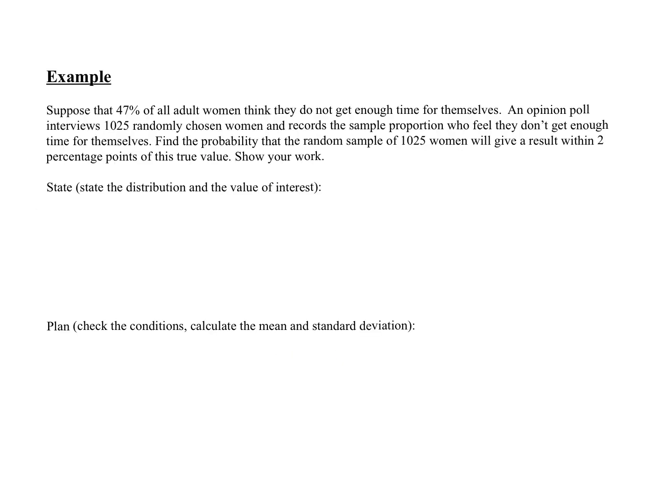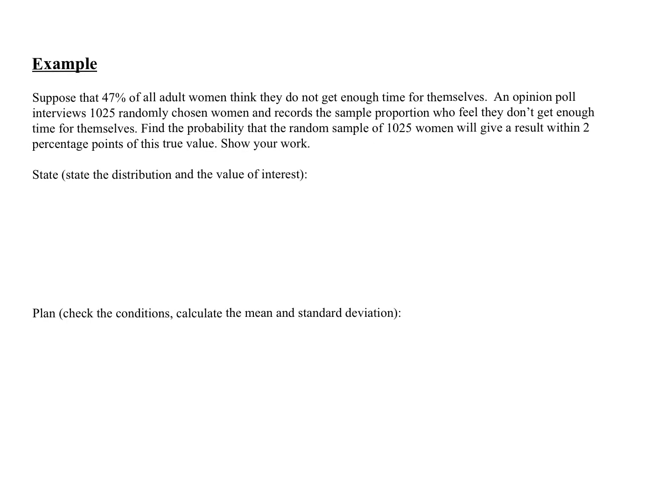So let's go ahead and look at an example, and we'll go through the 4 steps, break them down one by one so you know the process. Suppose that 47% of all adult women think that they do not get enough time for themselves. An opinion poll interviews 1,025 randomly chosen women and records the sample proportion who feel they don't get enough time for themselves. Find the probability that the random sample of 1,025 women will give a result within 2 percentage points of this true value. Show your work.